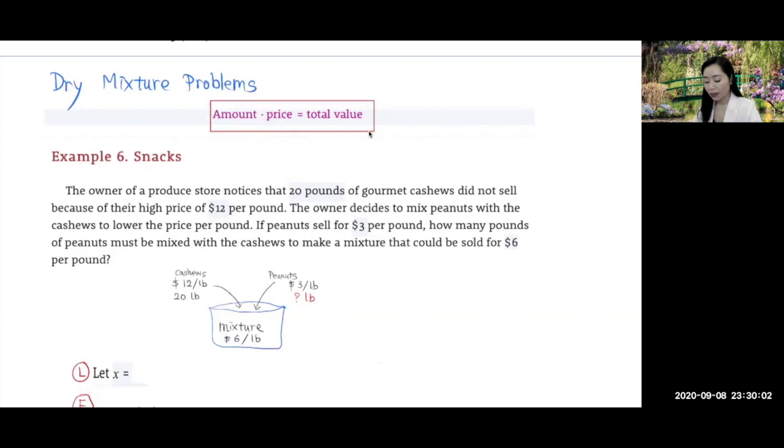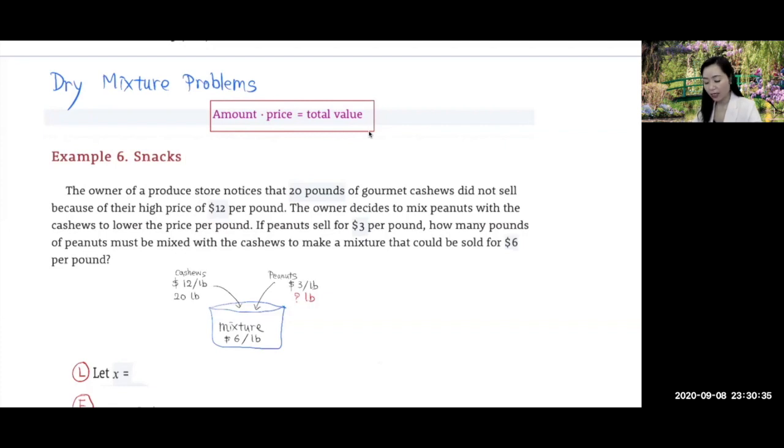Think about that. Suppose you go to a supermarket, and each pound of apple is $1, and you're buying 5 pounds of apple. So the amount that you're buying here will be 5 pounds, and the price for the apple is $1 per pound. So 5 pounds times $1 per pound will give you the total value for the apple. So 5 times 1 gives you $5. So that's going to be worth $5.